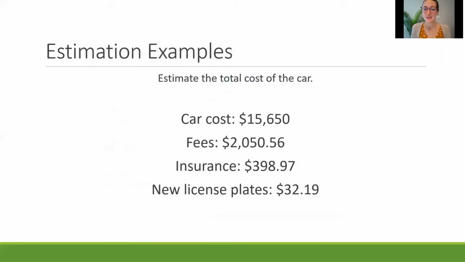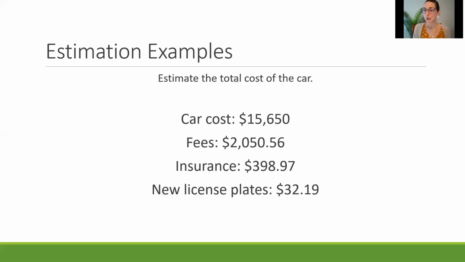All right, so with estimation, we're going to do an example to see how you might use estimation in real life or on a test. So here, we're going to estimate the total cost of the car. So the car originally cost $15,650. And then there were fees, insurance, and new license plates, and you can see they're all different values, and none of the numbers are particularly easy to work with.